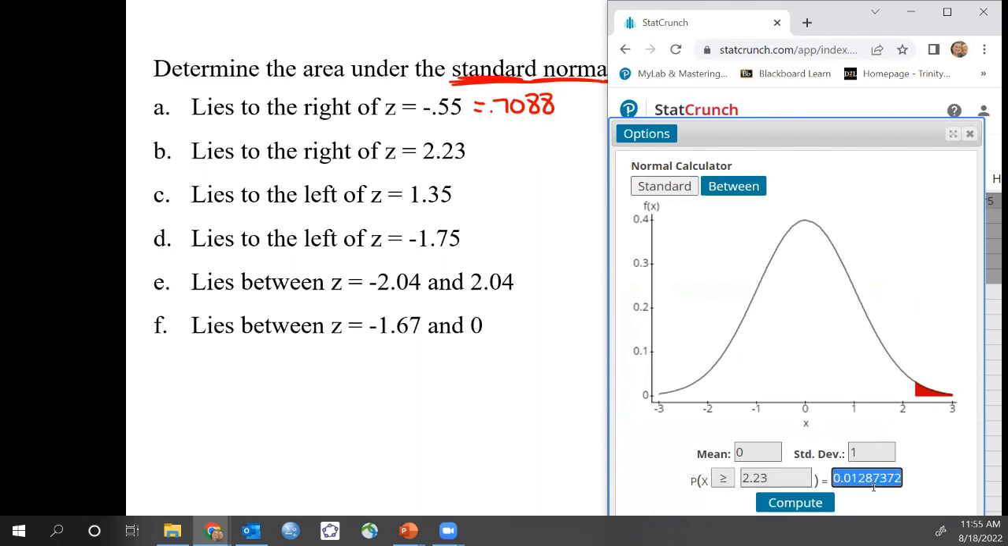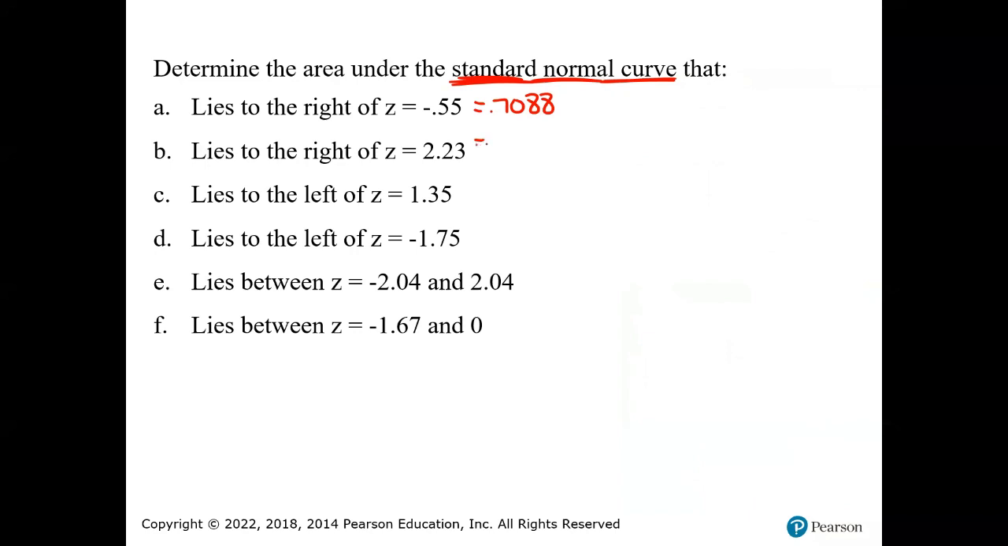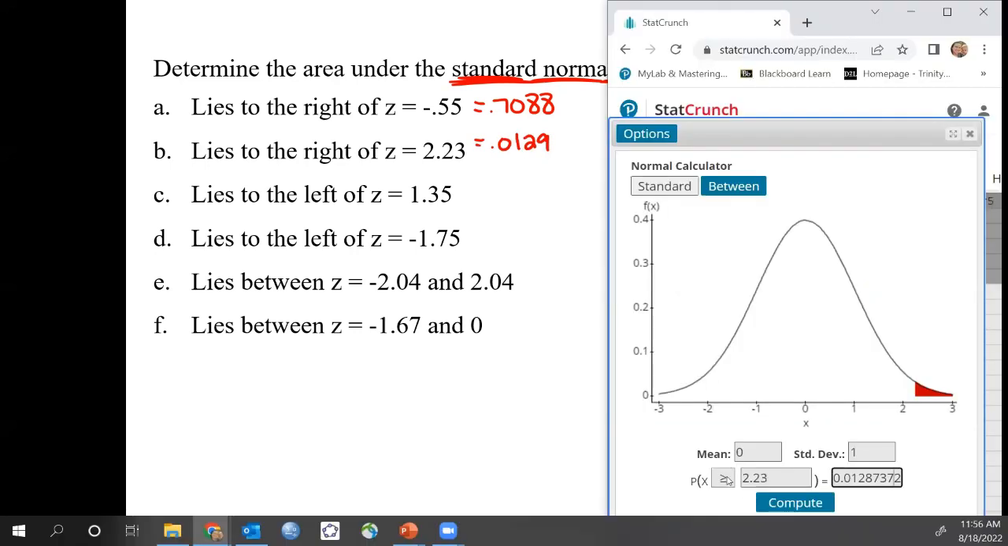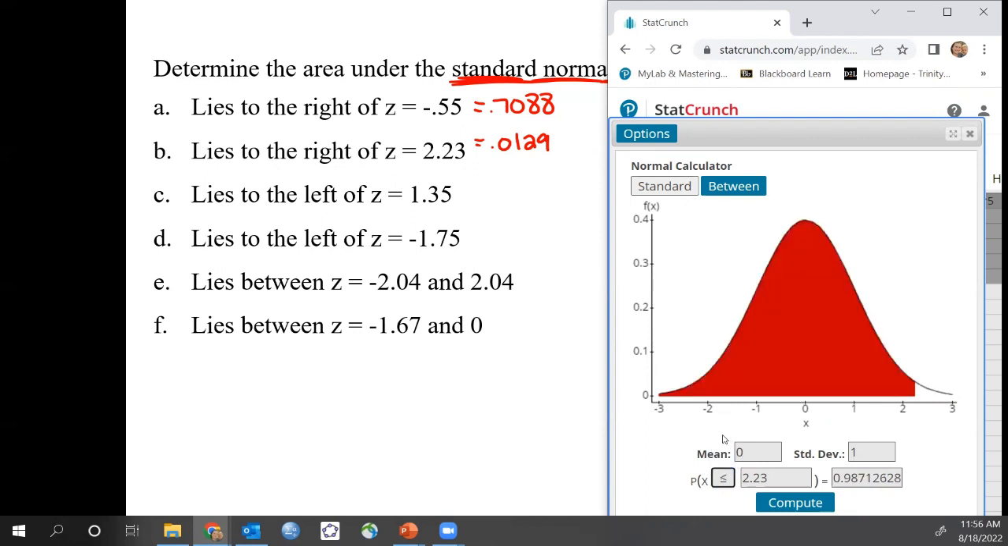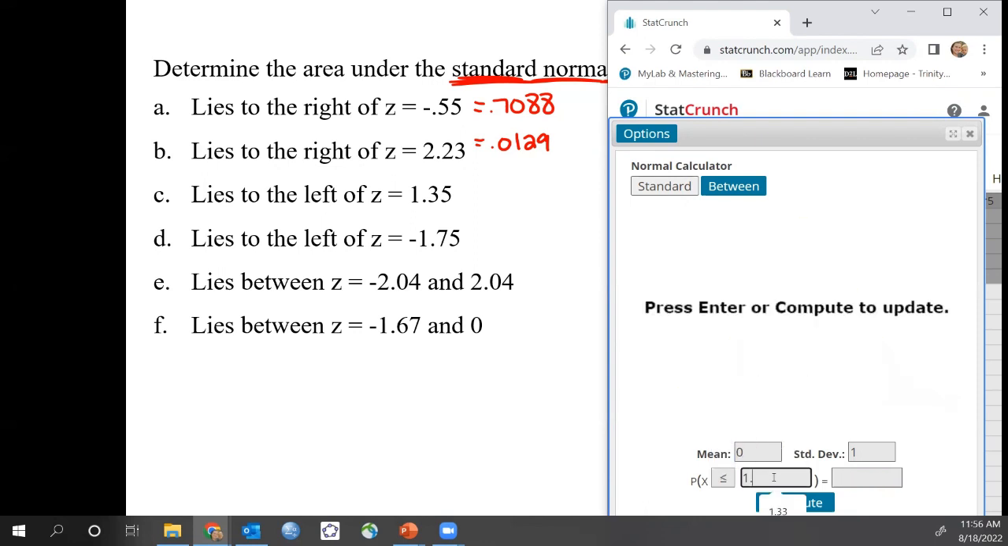0.0128. That 7 is going to round that 8 up. So 0.0129. Next asks for a less than. So I'm going to change it to left. And 1.35.